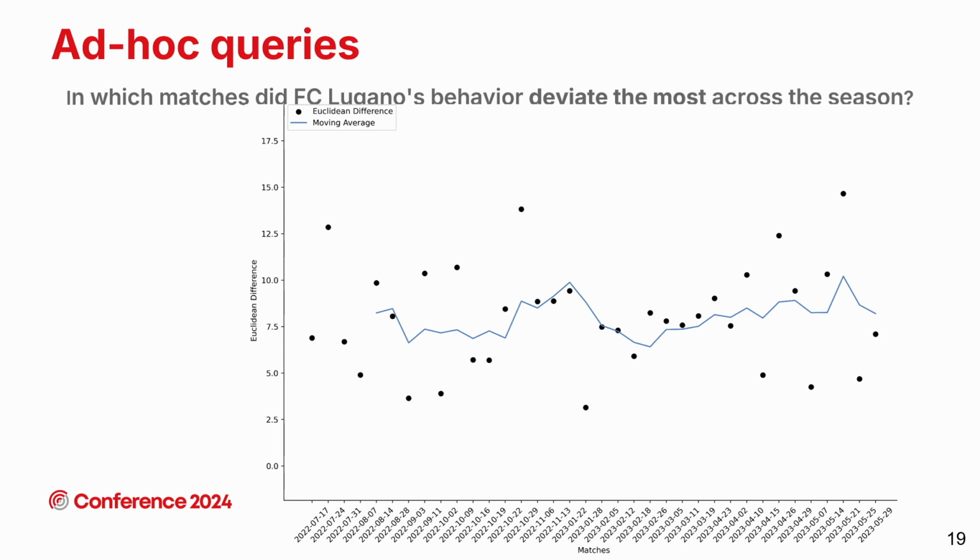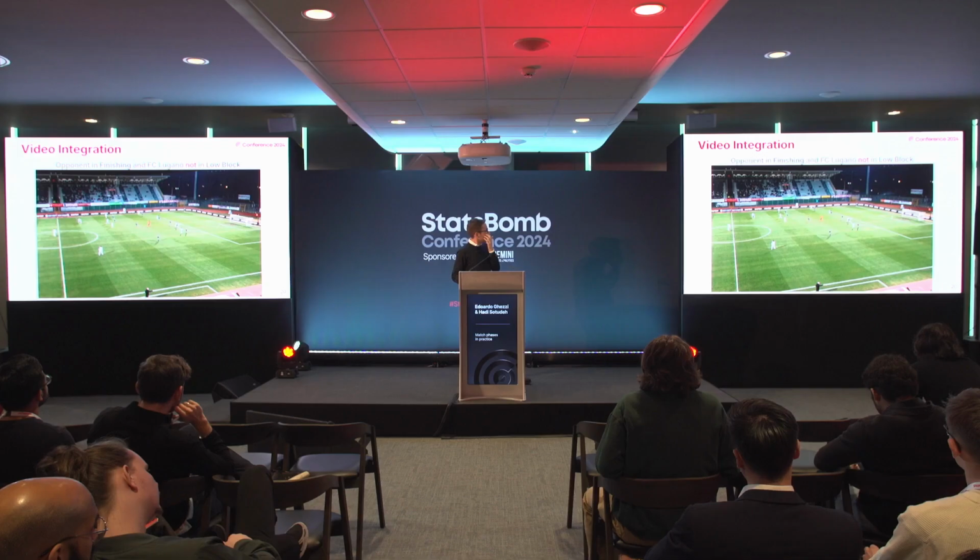Here we just calculated an average on all phases of play we defined. We then calculated Euclidean differences among these values, and we can see for Lugano in which matches Lugano deviated the most from the average behavior throughout the season. We can see, for example, that in these two specific matches, Lugano deviated the most in their behavior across the season. And so we might want to study these matches more thoroughly through video to see why Lugano played so differently against these two opponents.